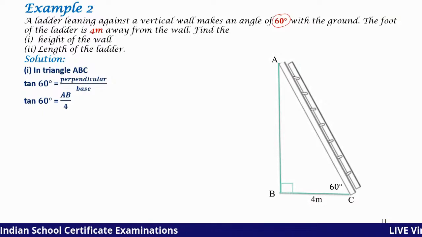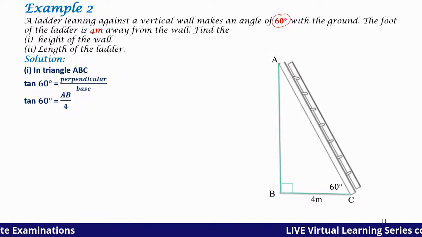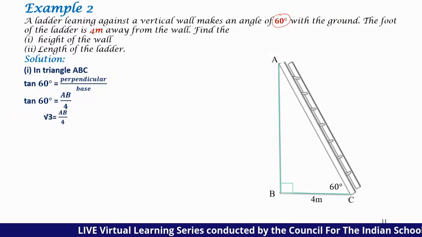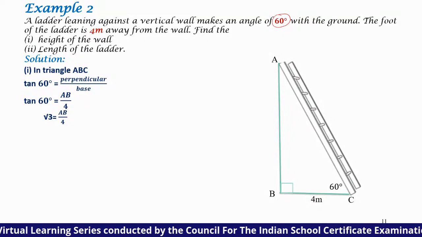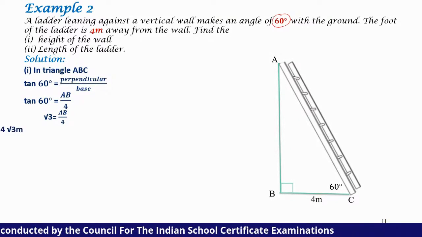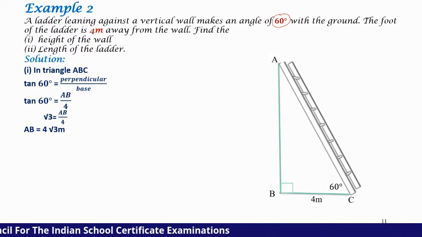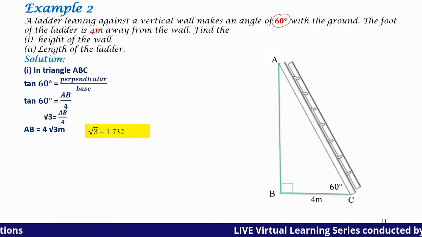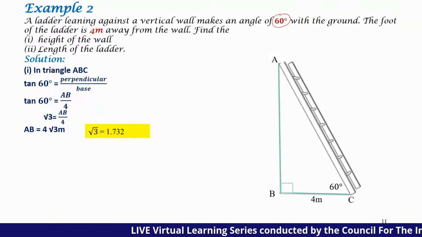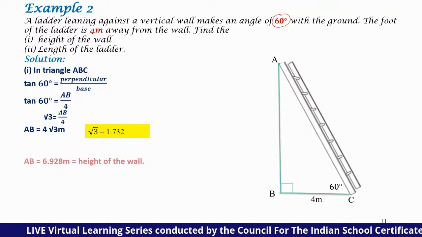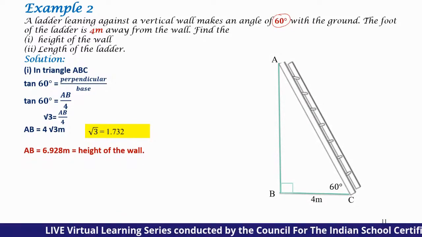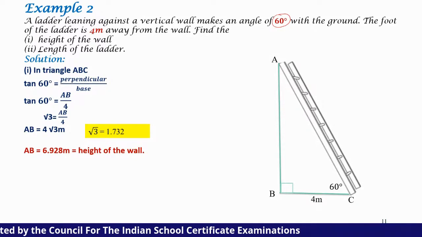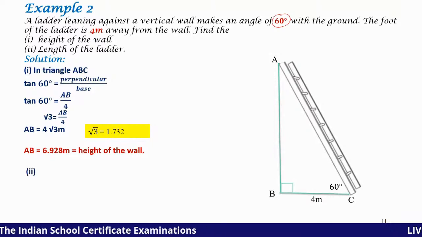Tan 60 is equal to AB by 4. So because I know 4 and I don't know AB, but I know the angle. So again, tan 60, we have seen it in the table, it's root 3, AB by 4. So AB is equal to 4 root 3. Now remember, we do not leave our answer in irrational form. So we put the value of root 3 and what is our answer? AB equals 6.928 and that is the height of the wall. So we have got our first part.